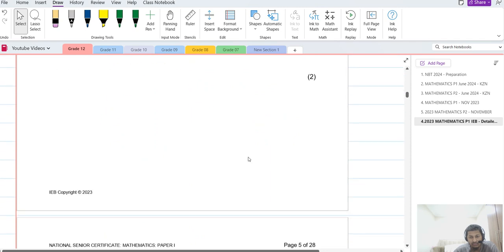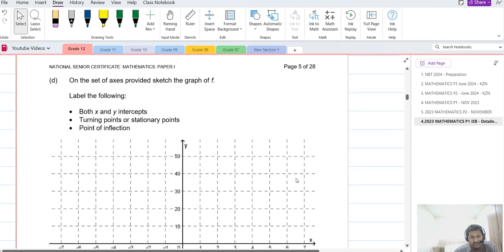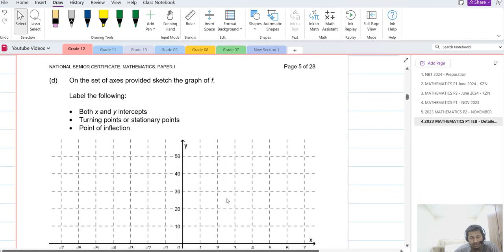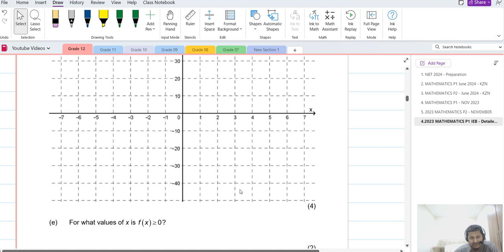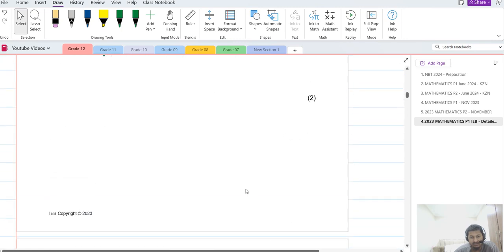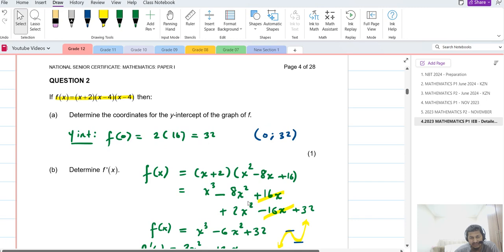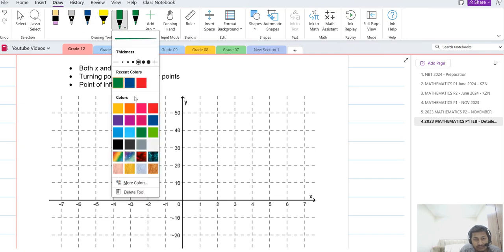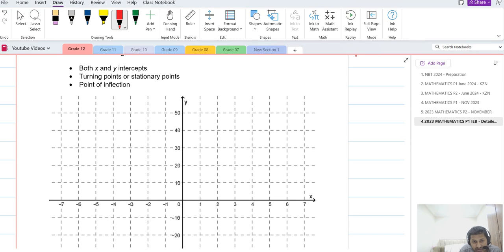Now moving on to the next question. On the set of axes provided, sketch the graph of f. Both x and y intercepts, turning points or stationary points, points of inflection. Okay, we know what the shape of the graph is, so we know what the y-intercept is, 32. Y-intercept is 32, so somewhere around here, right?